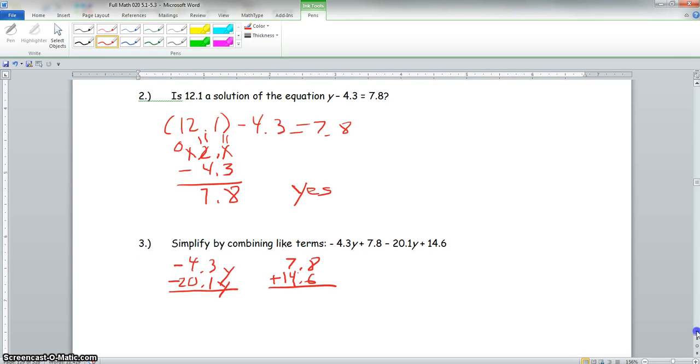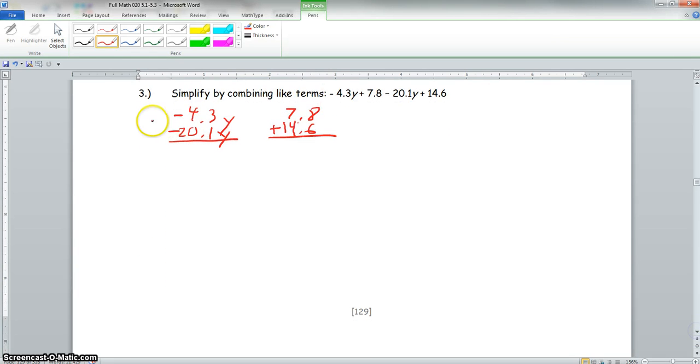Now we scroll down here to example 3. It says simplify by combining like terms. Now the like terms here are the variables that are the same and the numbers without the variables. So we have negative 4.3y and negative 20.1y. If you notice, I carried the sign that both of them had in front of it. So since both of them had the same sign, you add them.